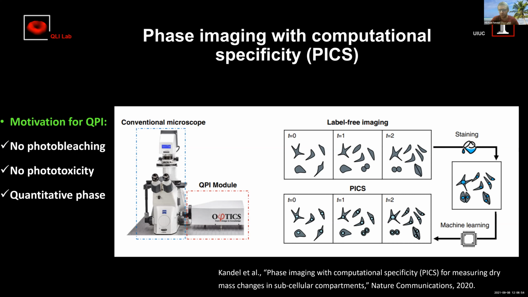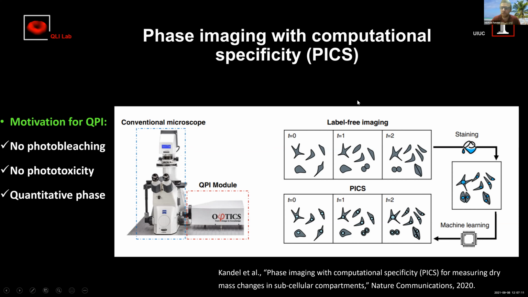We can look at unlabeled cells. We can look at it with high specificity, and we get the added bonus of quantitative information, which is associated with the optical path length and therefore dry mass. So that allows us to monitor growth, in live real-time dynamics with cells.